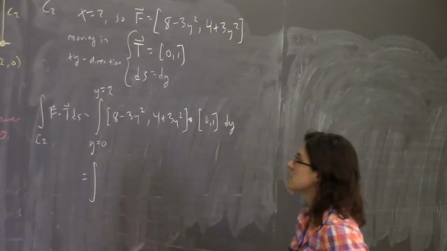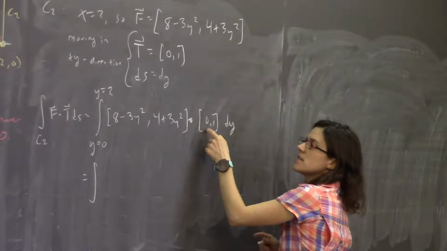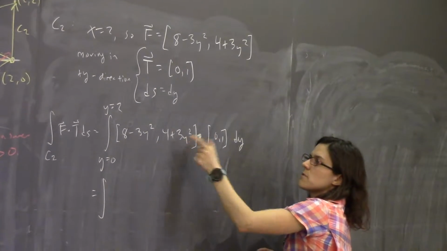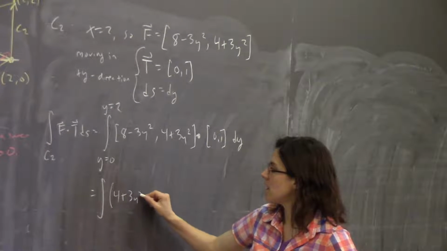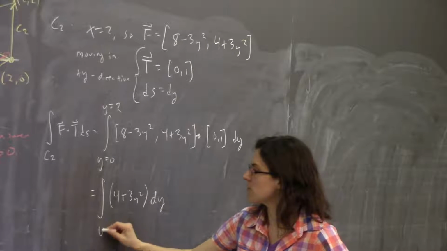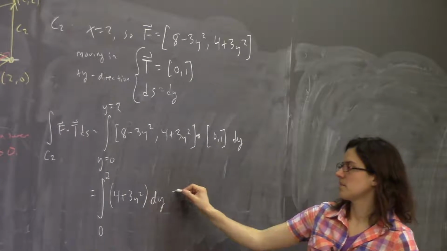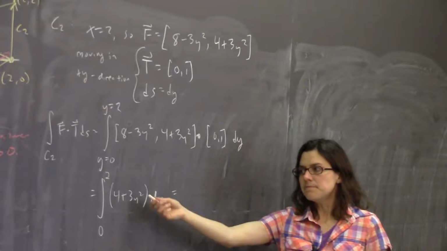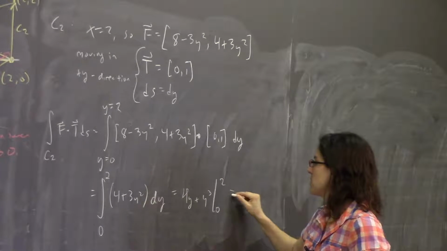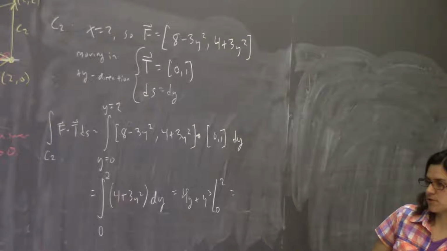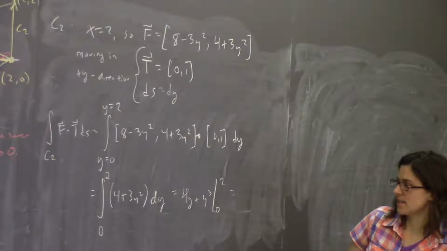So let's compute this. Something times 0 is 0, plus 4 plus 3y squared times 1 is 4 plus 3y squared. And we want to go from 0 to 2. So this you can compute. It's 4y plus y cubed from 0 to 2, which comes out to 16.